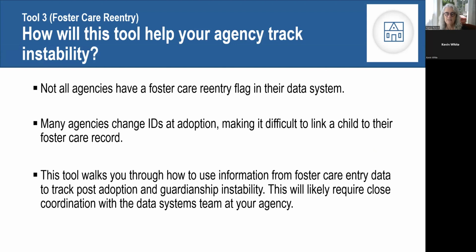The title of this slide is How Will Tool 3 Help Your Agency Track Instability? Not all agencies have a foster care reentry flag in their data systems. Many agencies change IDs at adoption, making it difficult to link a child to their foster care record. For agencies that do not have a data systems flag, the Tool 3 tab walks you through how to use information from foster care entry data to track post-adoption and guardianship instability. This is likely something that will require additional resources and coordination with the data systems team at your agency. Next.